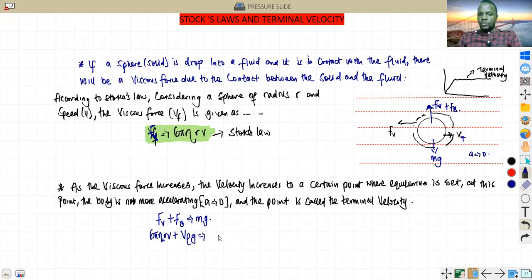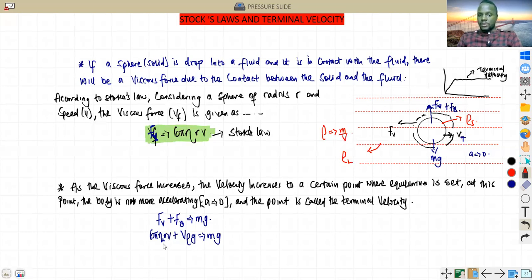Now I'll quickly do some conversion here, which I will show you. Let's consider two other important things. We take the density of the liquid to be rho L, and the density of the solid to be rho S. So let's just convert. We know that density is always equal to mass over volume. Let's keep that at the back of our mind.